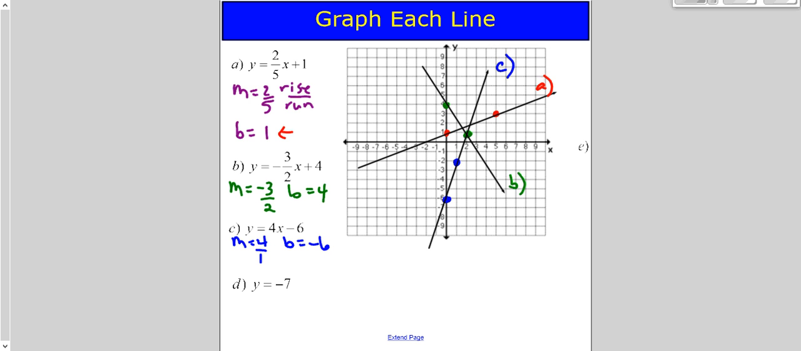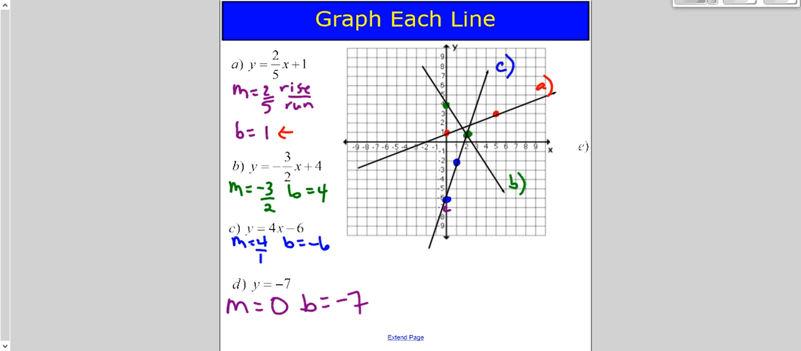So let me do this one maybe in purple. Okay, so we're missing our slope. So m equals, it's not there. So if it's not there, it's a 0, okay? No slope. But I do have a y-intercept, and my y-intercept is at -7.